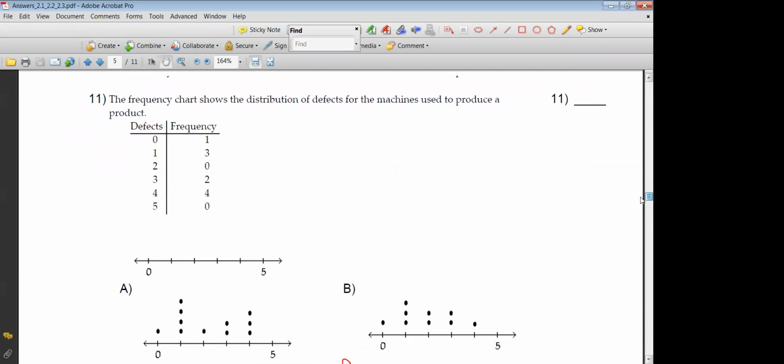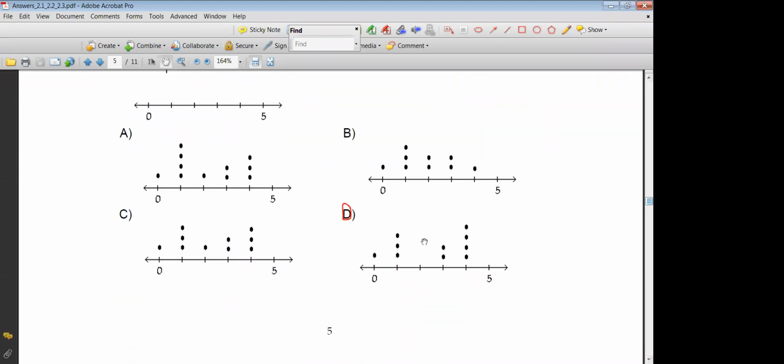Let me look at my data. Well, guess what? What's the frequencies of 2? There are 0 2s. Well, 0 2s means there's no dot over the 2. It's got to be letter D.